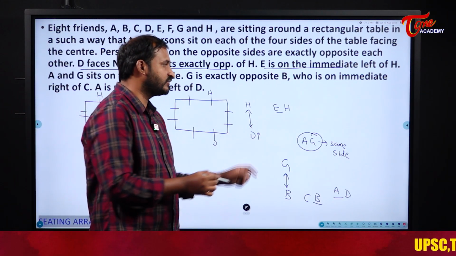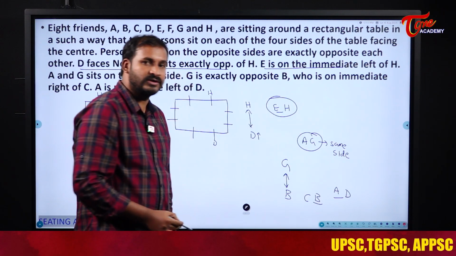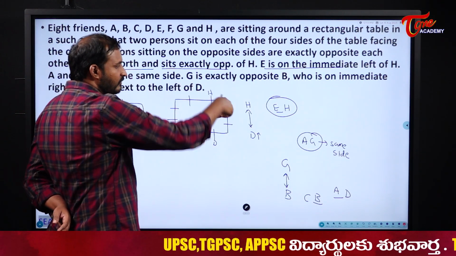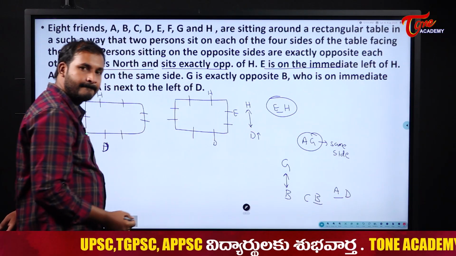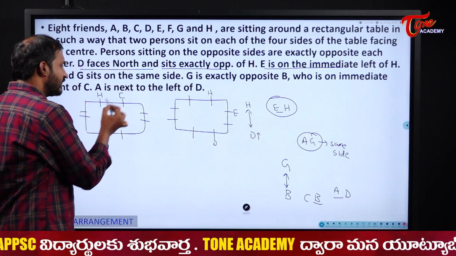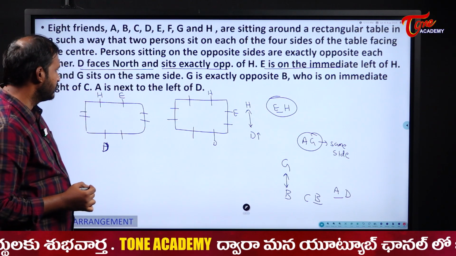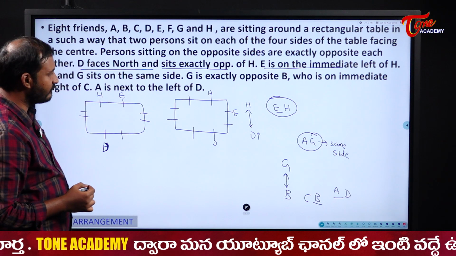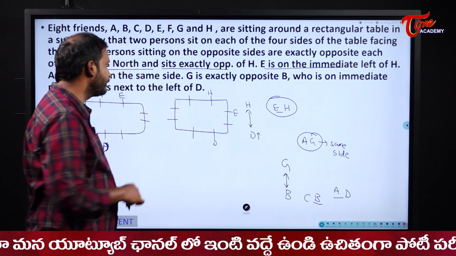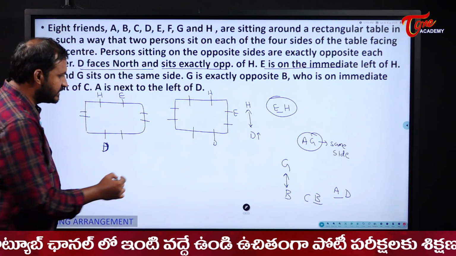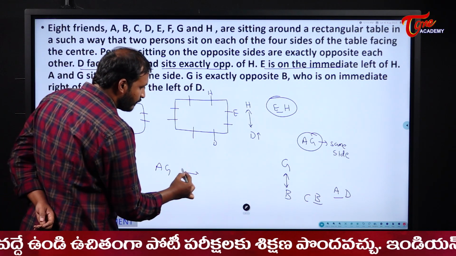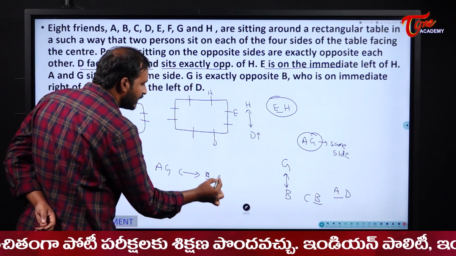Then who is left to place? E. H is facing downward, so E will come here. Now, they are telling that A and G are on the same side and G is opposite to B. So AG are one group, right? AG is one group. Please try to understand, students. AG is one group and it is opposite to what? BC. Forget about their arrangement.